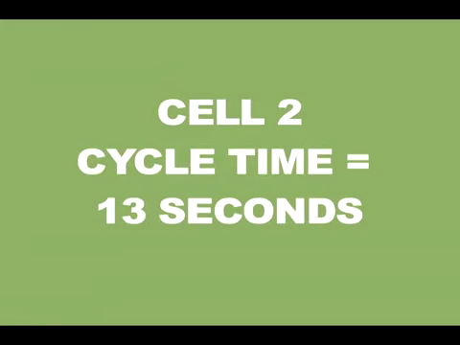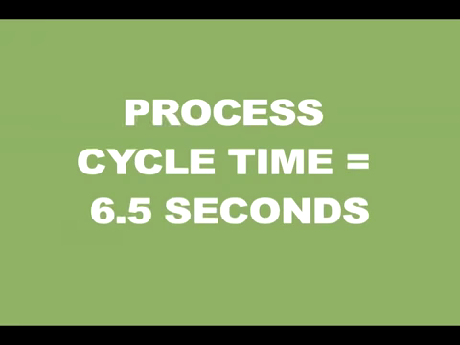With two cells producing a unit every 13 seconds, we effectively have a unit coming out of our operation every 6.5 seconds, which meets our takt time of 7.5 seconds.